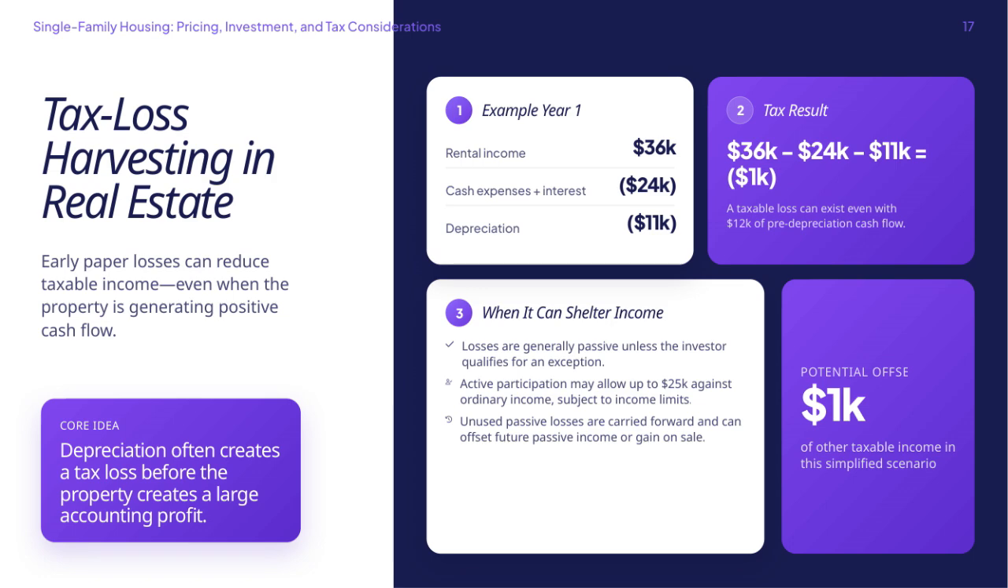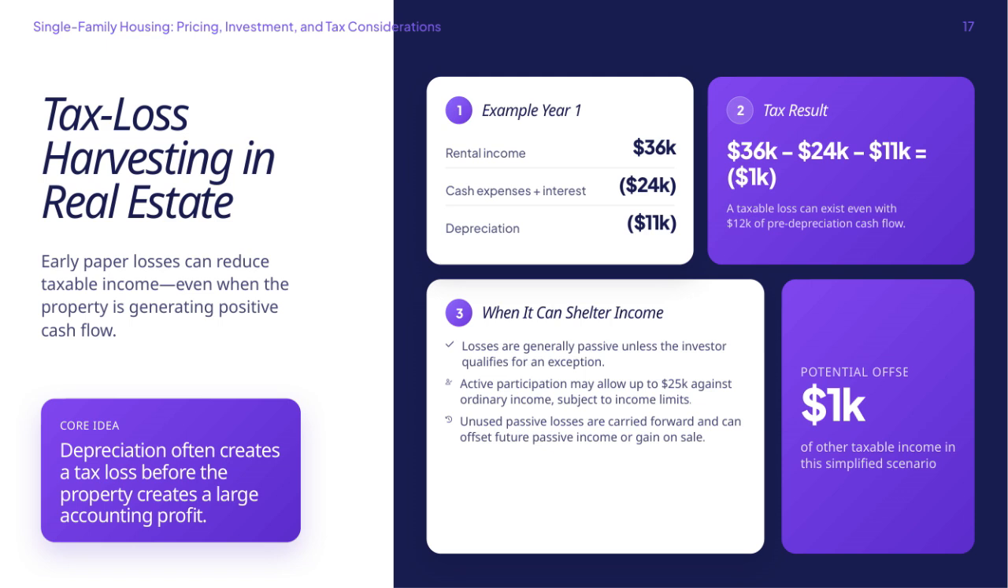Let's put that into perspective with an example from year one. Say you have $36,000 in rental income. Your cash expenses and interest payments total $24,000, and depreciation adds another $11,000 in deductions. Doing the math, your taxable result is a $1,000 loss, despite having $12,000 in positive cash flow before depreciation. This is an important strategy in single-family housing investment because it shows how tax benefits can improve your overall return, even when the property is generating income. Understanding how these losses work and when they can shelter other income is crucial for effective tax planning in real estate investing.